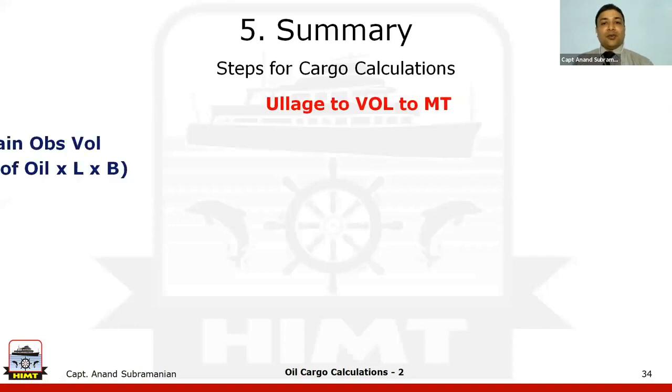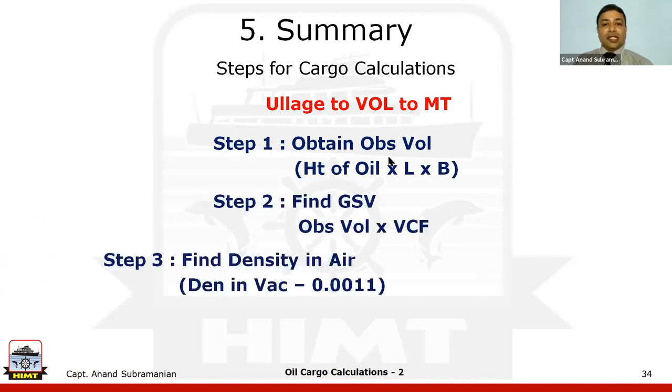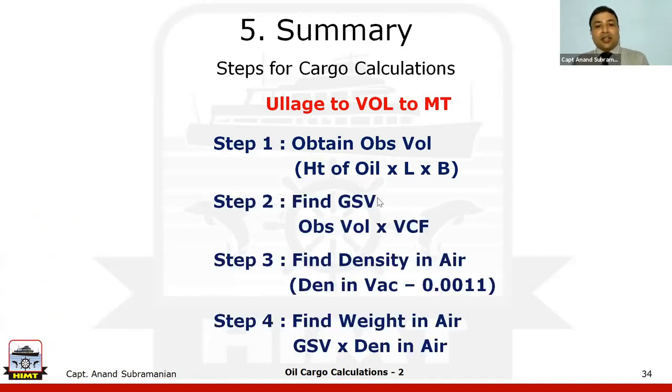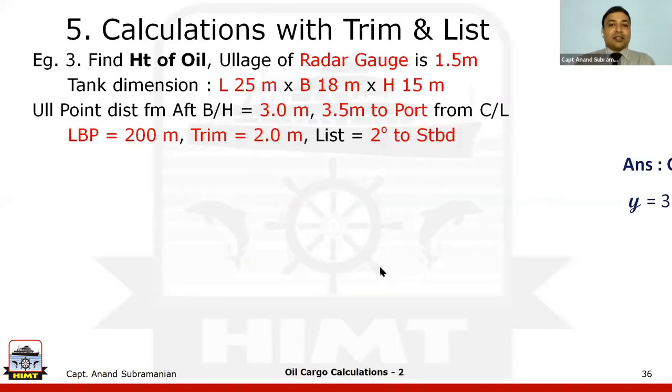Okay. So now this is what we had in the initial parts. From ullage to volume to metric tons are the 4 steps. First find GSV, then find the density in air, then find the weight in air. This is a very, very simple step. Let's look at this particular value now. I've skipped a few slides, and now we're coming to this calculation with trim and list.